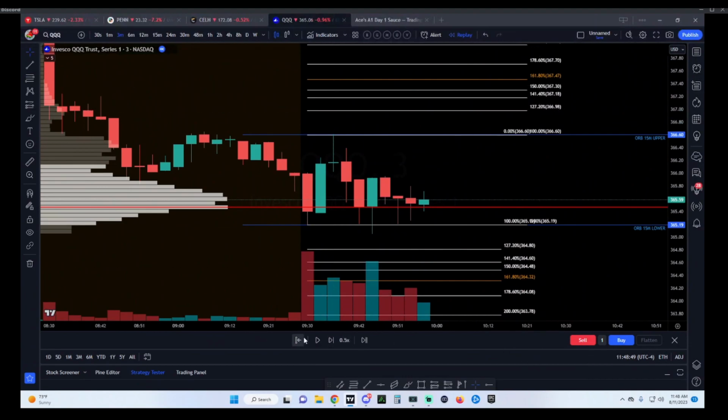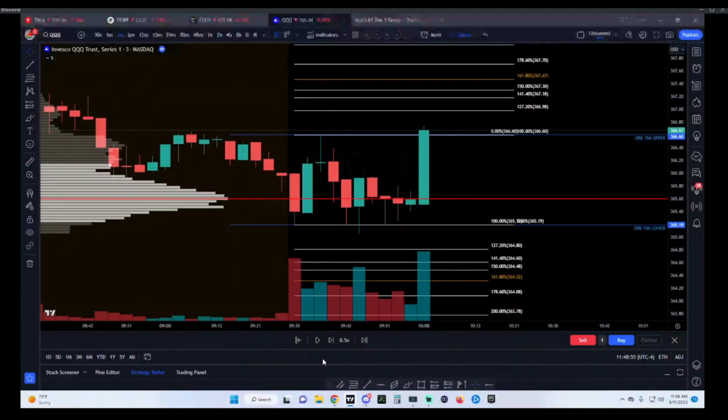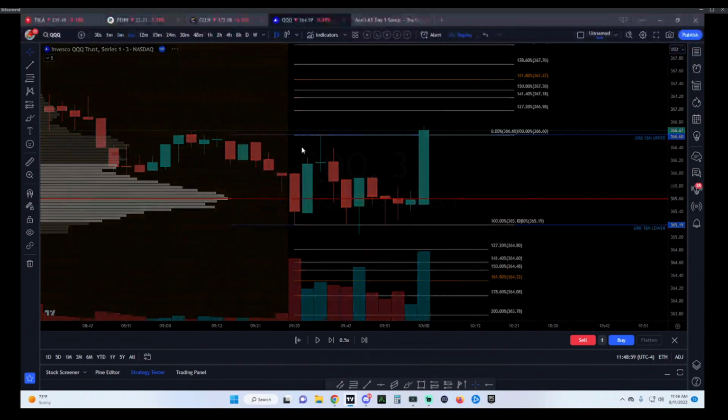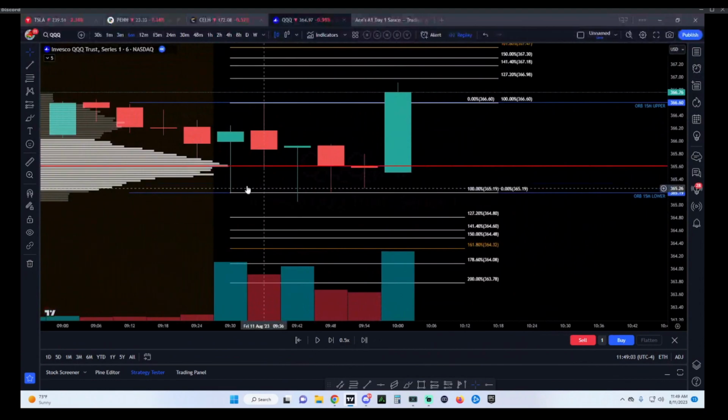We're going to let the play develop a little bit more and wait for an entry again. So there is our initial candle. Okay, we get a nice breakout. Again, what did we see? Touch 1, touch 2, touch 3, doji.